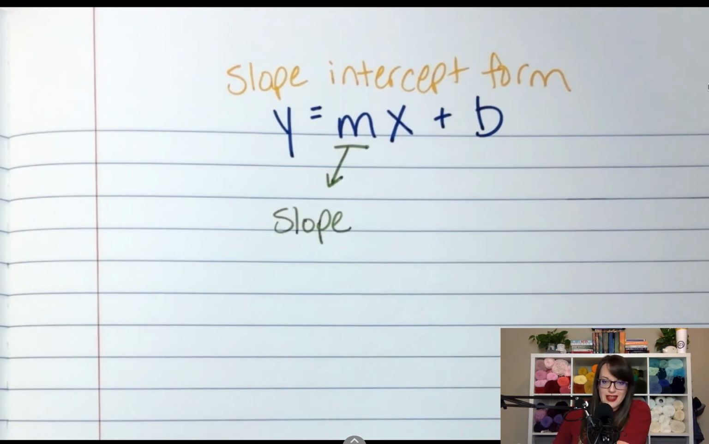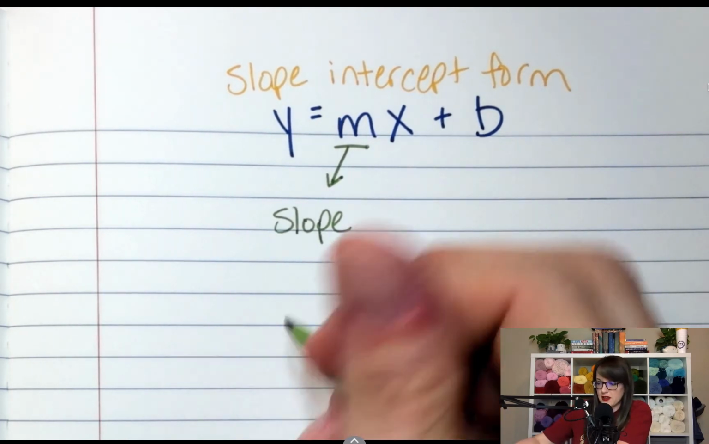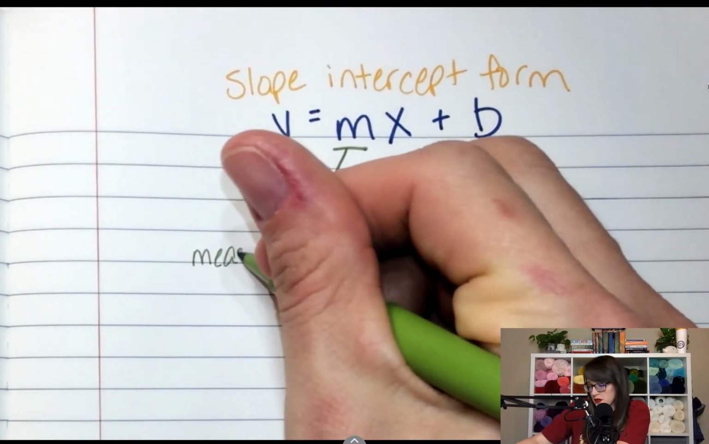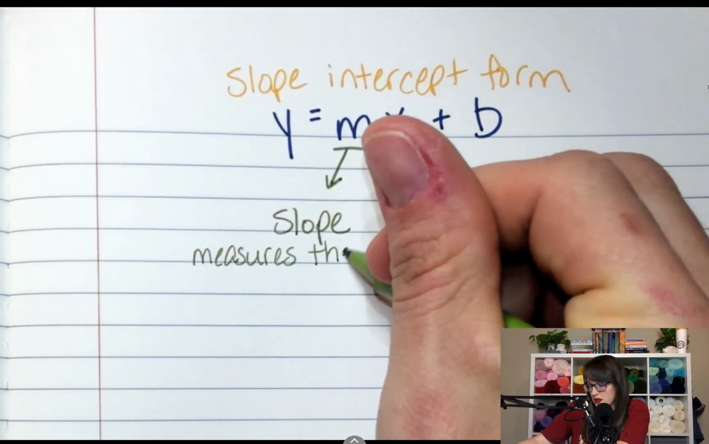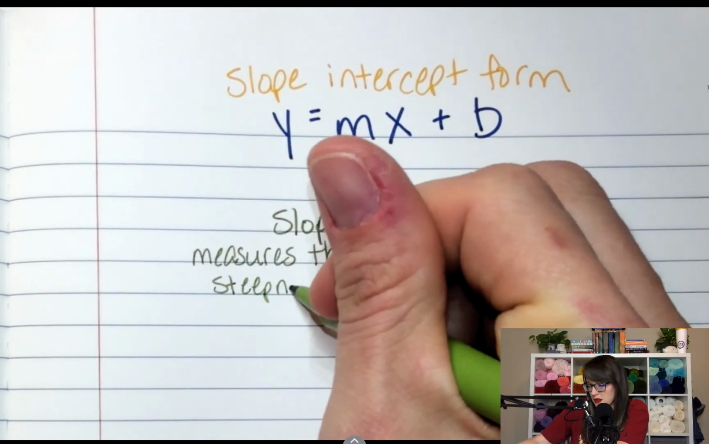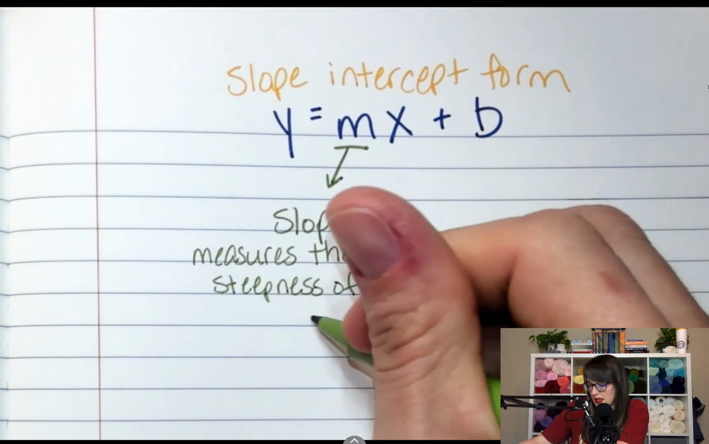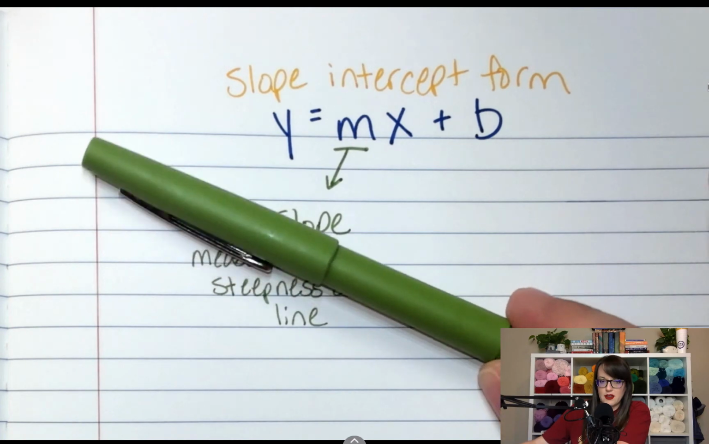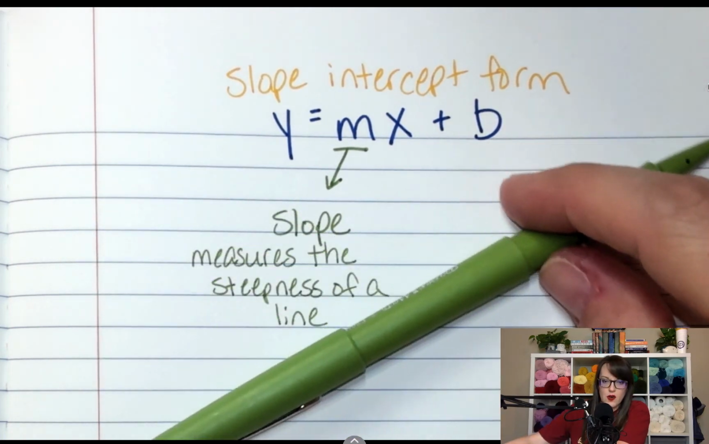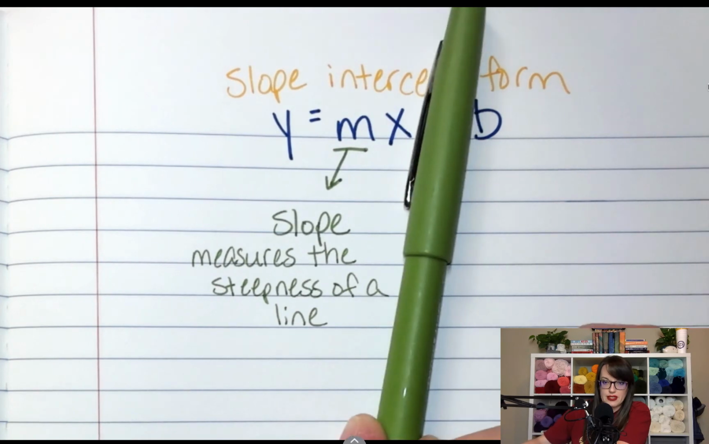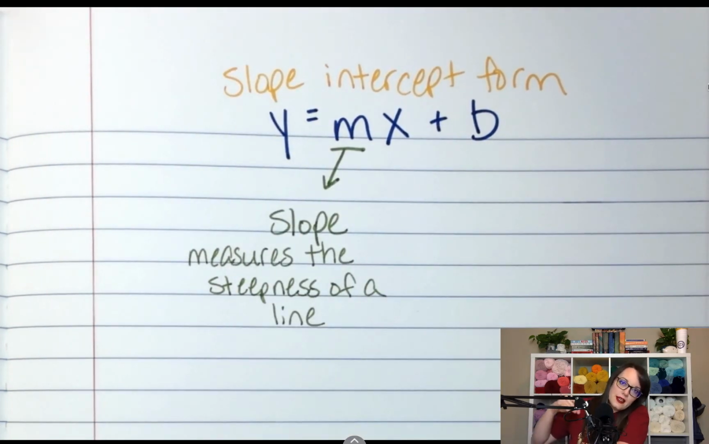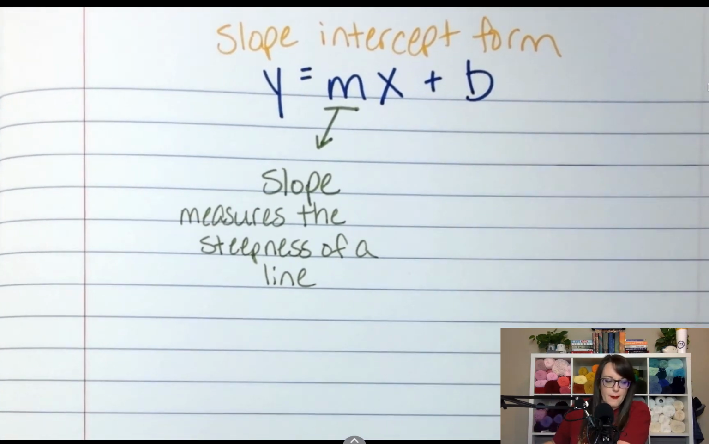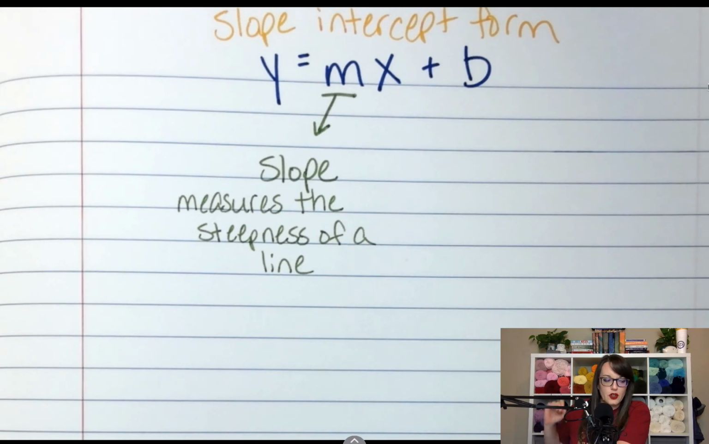Slope measures the steepness of a line. So that's like this. Which way is it going? How far is it dropping? Is it dropping really steep? Is it not dropping? Does it lean to the left? So we calculate slope by looking at how much the x's and y's are changing.